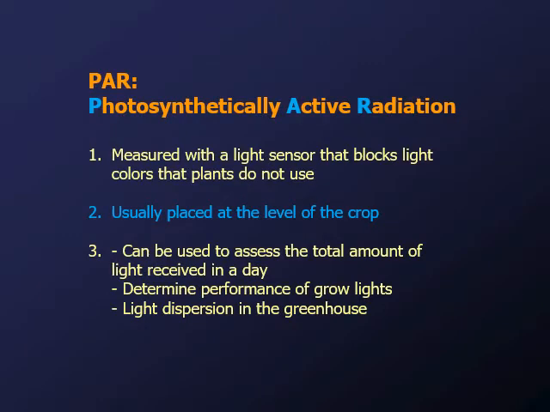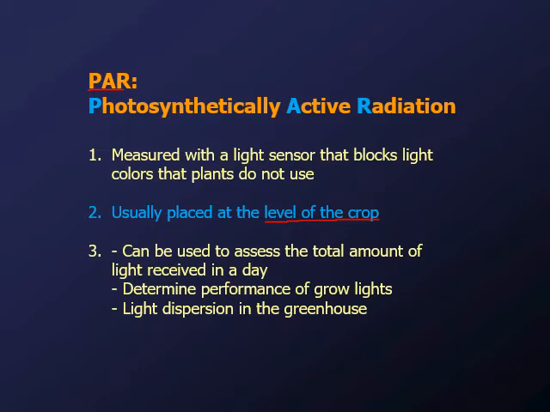So PAR stands for photosynthetically active radiation. PAR is measured with a light sensor, as I said on the first slide, that blocks out other wavelengths and only lets through the ones that plants can use. PAR meters are usually placed at the level, or what I call the canopy, of the crop. So they're used down low in amongst the crop. It's sort of like a measurement of the final arrival of the train at the final destination, right? So we're measuring the amount of light that's finally filtered through your greenhouse covering, through shade cloths, past heating pipes, structures, shade curtains, and eventually arrived at your crop.